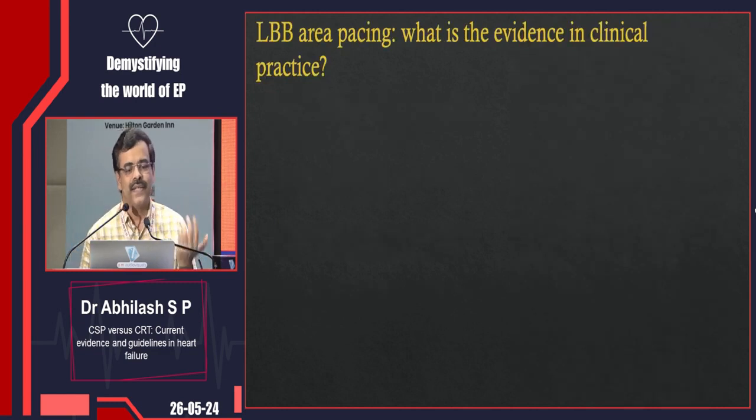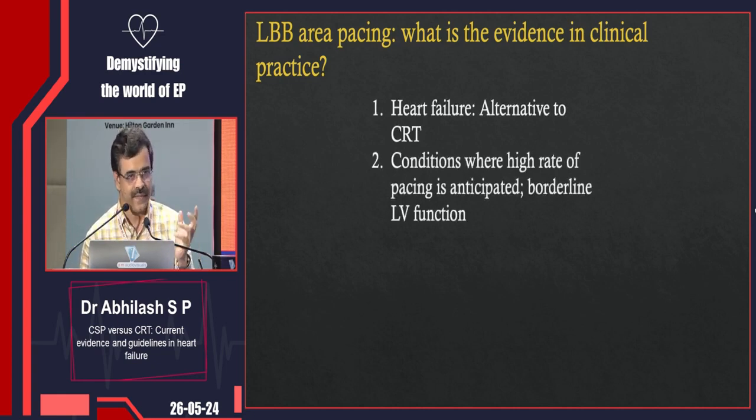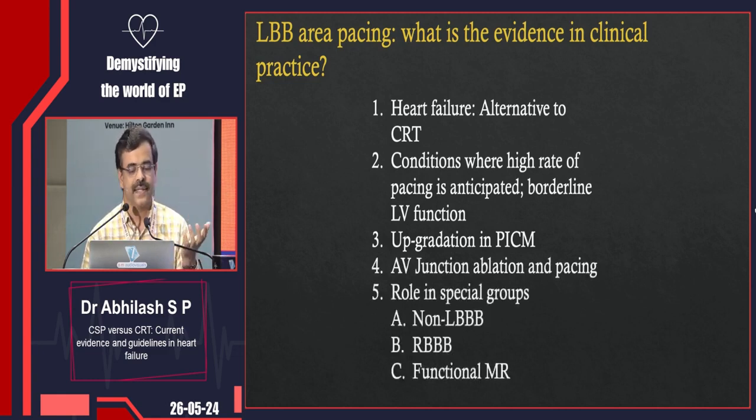Then all these are theory. What is the evidence in clinical practice? I will divide into certain subsets. As an alternative to CRT, we have evidence and conditions where high rate of pacing is anticipated with borderline LV function. Typically less than 40, we anticipate more than 40% ventricular pacing, and upgradation in pacemaker-induced cardiomyopathy, AV junction ablation and pacing, and in special groups like non-LBBB, and also in right bundle branch block, functional MR. Most of the data has come from Shanmuga Sundaram and Pugazhendhi sir. I will come to it.